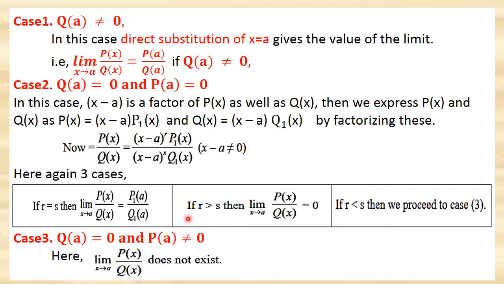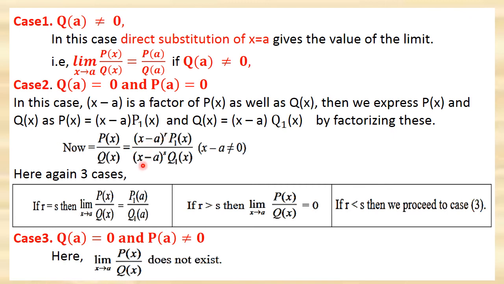Now, the second case is r greater than s. Then we can cancel the factor x minus a raised to s from both the denominator and numerator, and some power of x minus a will remain in the numerator. Then limit x tends to a, p of x upon q of x is equal to 0, because when we directly substitute x equal to a, the remaining factor in the numerator will be a minus a, so it will be 0.